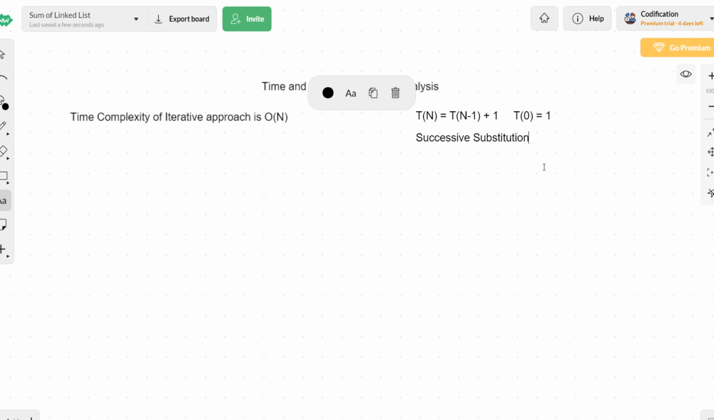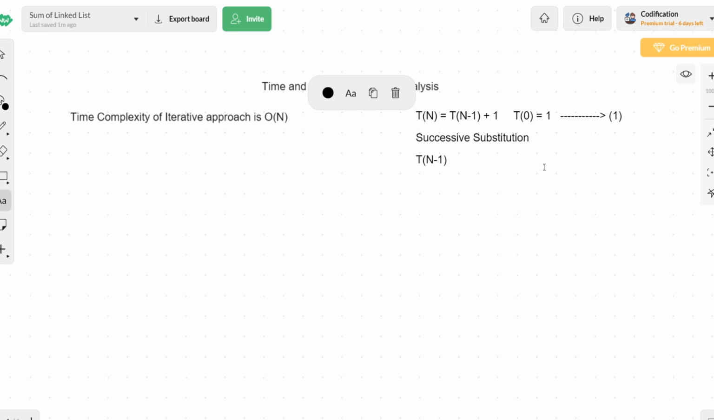So in successive substitution, first of all, the initial equation, let us consider it as equation number 1. So this is considered to be equation number 1. Then let us first of all find the value of T of n minus 1.